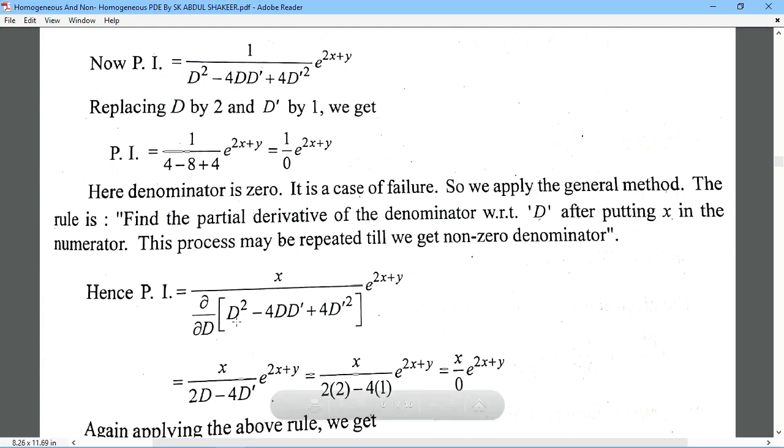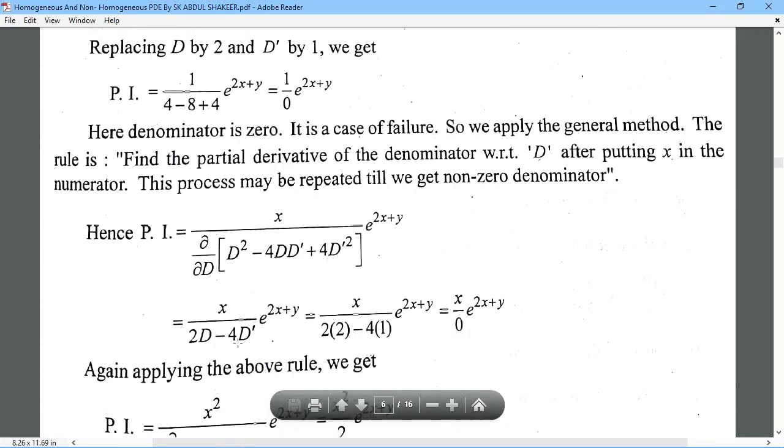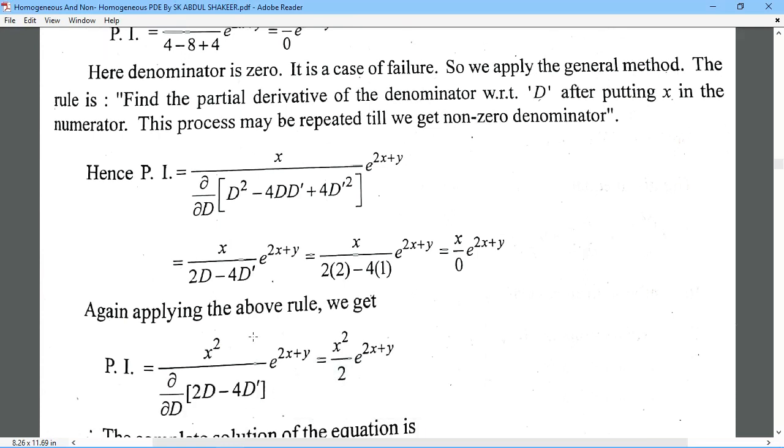So what is the derivative of d square? 2d. And minus 4 d d dash, whose derivative is minus 4 d dash, keeping d dash as a constant. d derivative is 1. Last term derivative is 0. So we will have 2d minus 4d dash. Now we have to replace again d equal to 2 and d dash equal to 1. So clearly we will have 0 in the denominator, so we have to again apply the same operation as above.